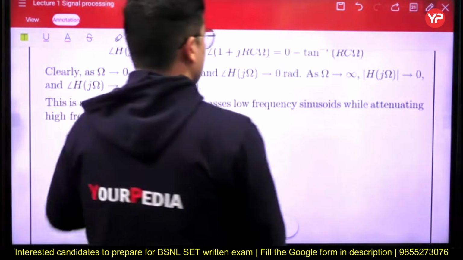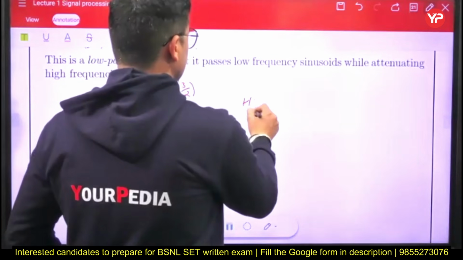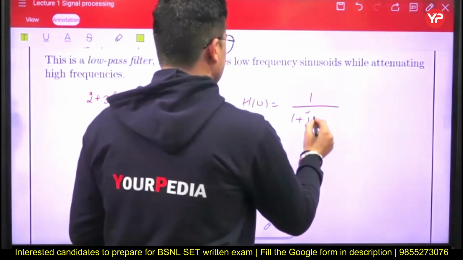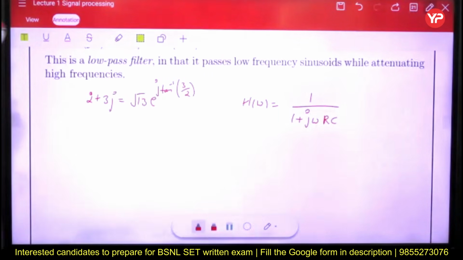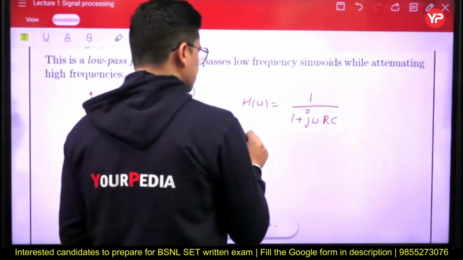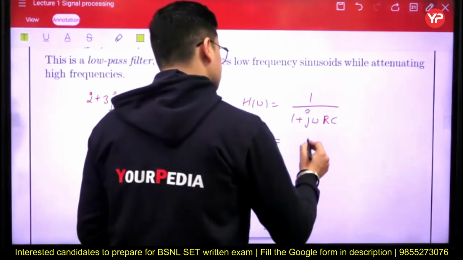Now the same thing is happening here. We calculate h of omega. That value is 1 plus 1 upon j omega r c. If I take the magnitude of this number, how much is the magnitude?